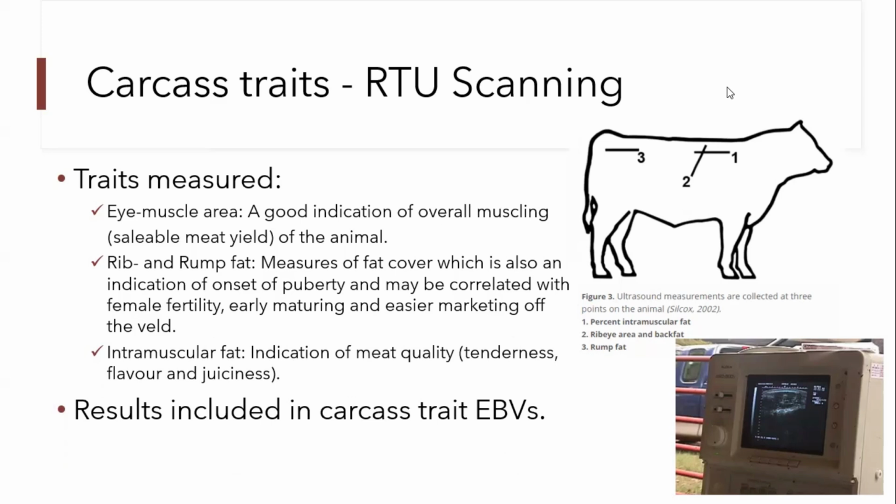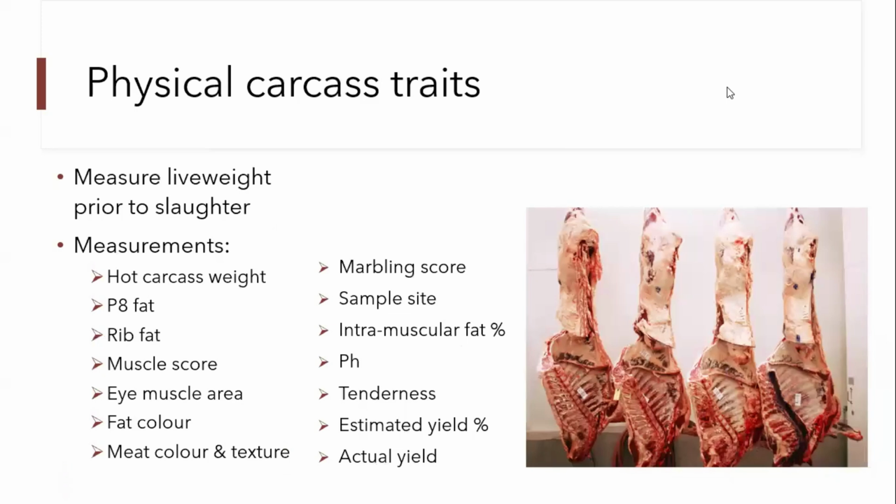So when we do the RTU scanning and the results are submitted, they can be used in the carcass EBV calculations. The carcass traits are medium to highly heritable.